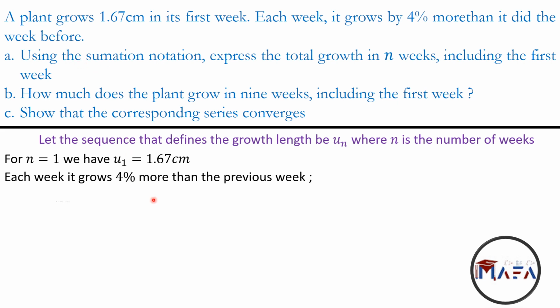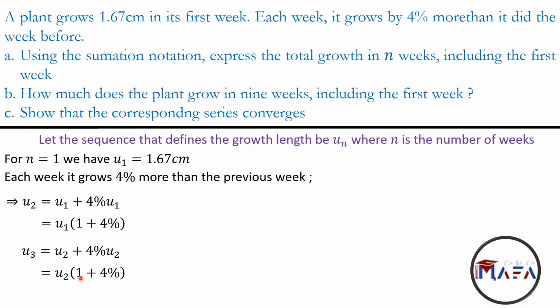In essence, we are saying that in the second week the length of the plant is going to be the length in the first week plus 4% of that length. So u2 is equal to u1 plus 4% of u1. That is the meaning of each week it grows 4% more than the previous week. Here we can factor out u1 and we get u2 to be u1 times (1 plus 4%). Now what about u3? u3 is u2 plus 4% of u2. We can factor out u2 and we get u3 to be u2 times (1 plus 4%).